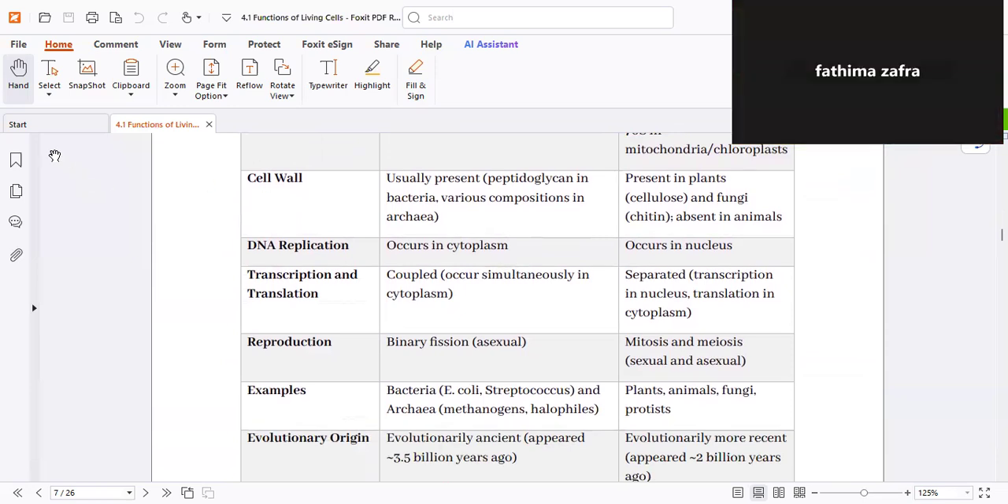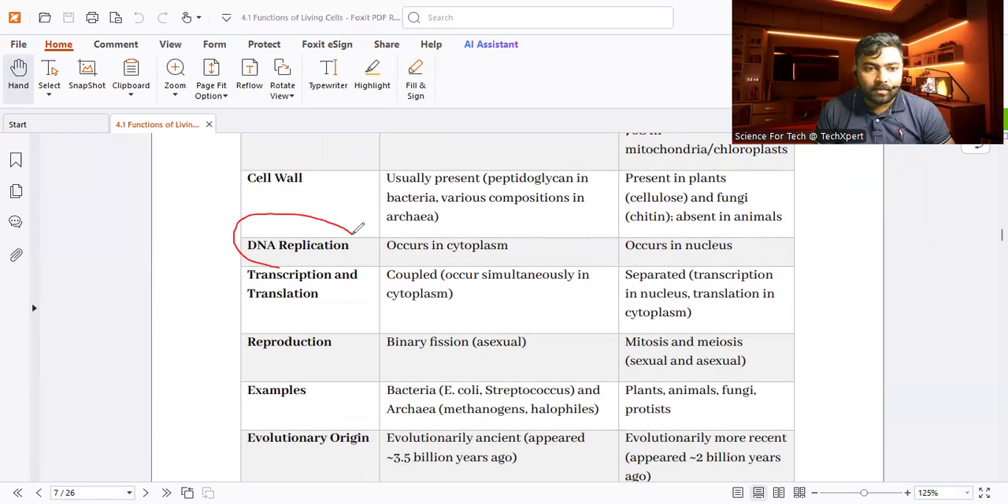DNA replication actually means making two DNA from a single DNA, or making another DNA from an existing DNA. That is called DNA replication. This is a very complicated process. We don't have to learn about DNA replication under our syllabus, and actually it is quite complicated.